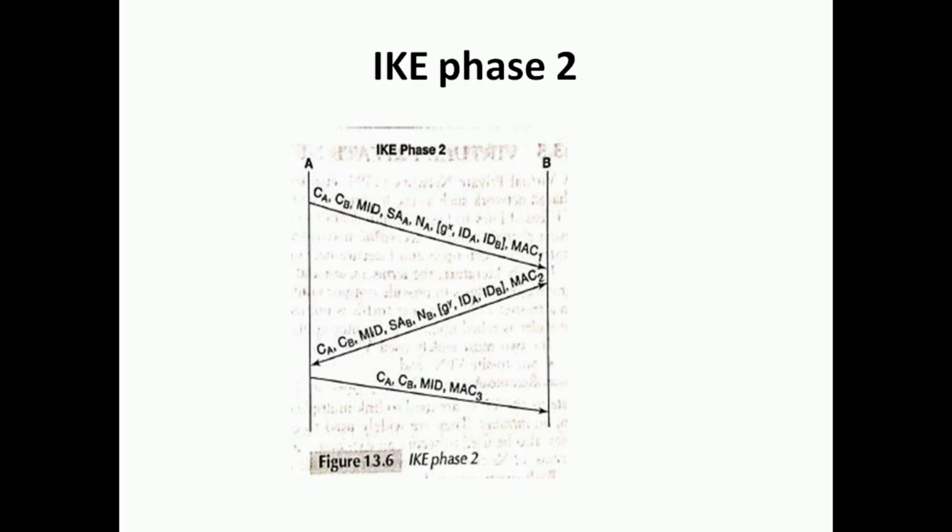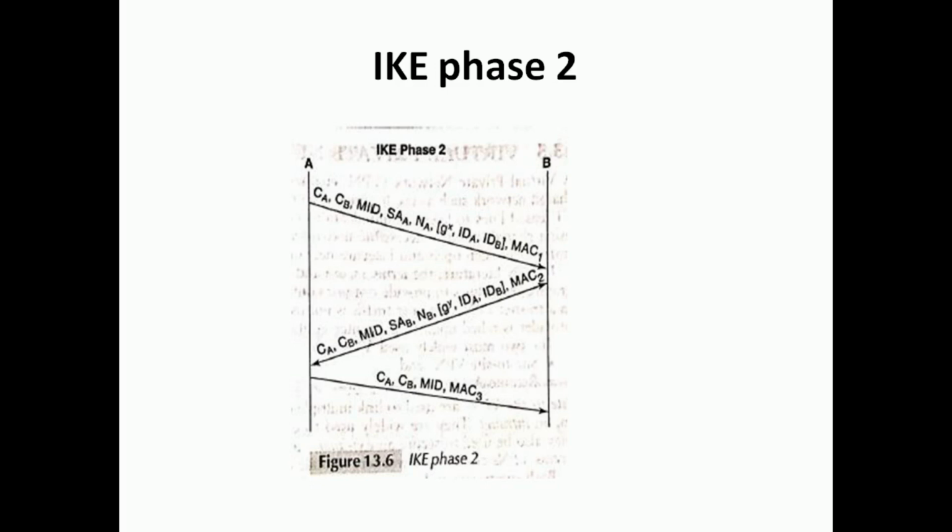All messages are encrypted using the secret key KE, which is computed in the previous phase. The key for the HMAC is KA, which is also computed in phase 1. A 32-bit message ID, which is MID, is used to distinguish this phase from the previous one. The MID together with the 2 cookies created in phase 1, that is CA and CB, are dispatched as part of each of the 3 messages.